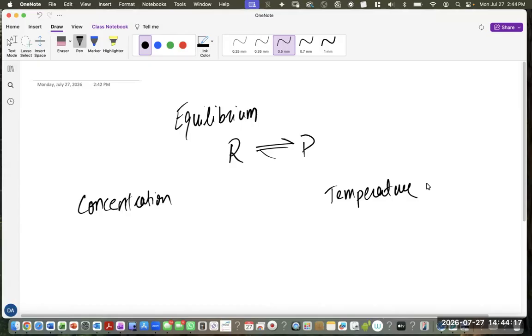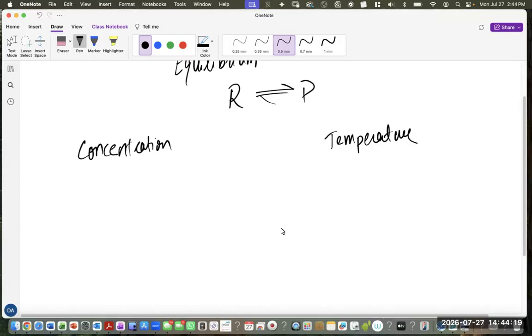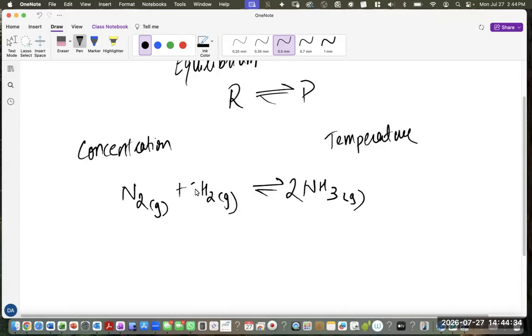Okay, so if we were to write down an actual reaction, let's take an example of nitrogen gas reacting with hydrogen gas and making ammonia. And you see this reaction is not balanced right now. If we were to balance it, we can just put a 2 here and then a 3 here. And now you see that the reaction is balanced.